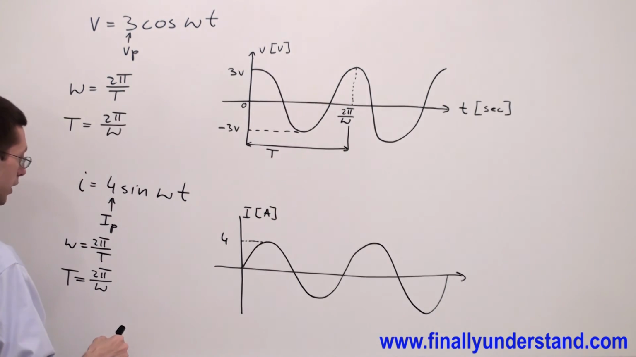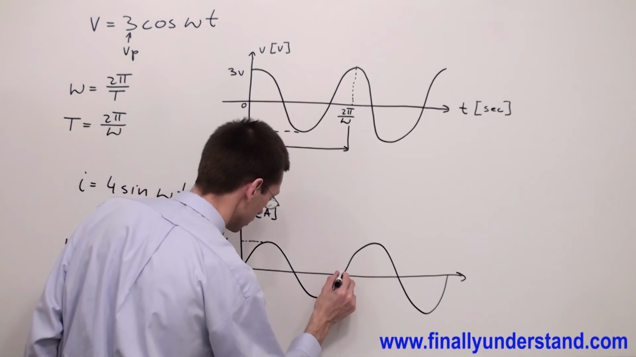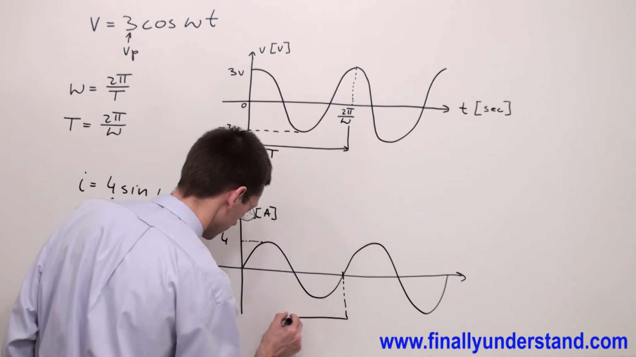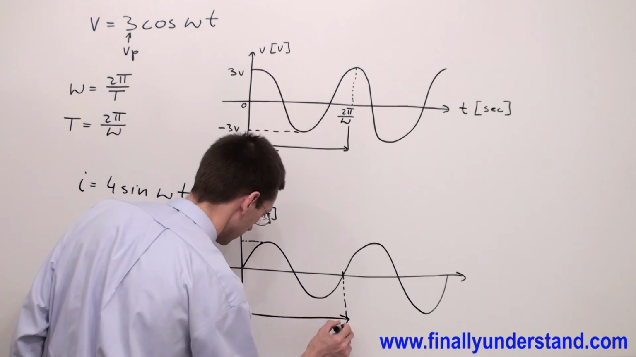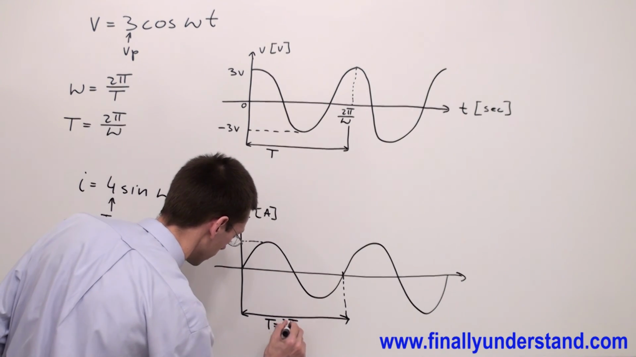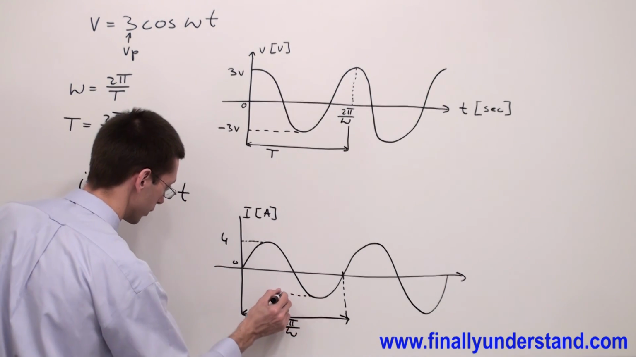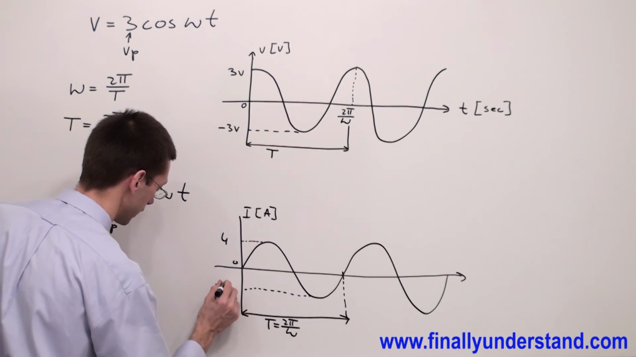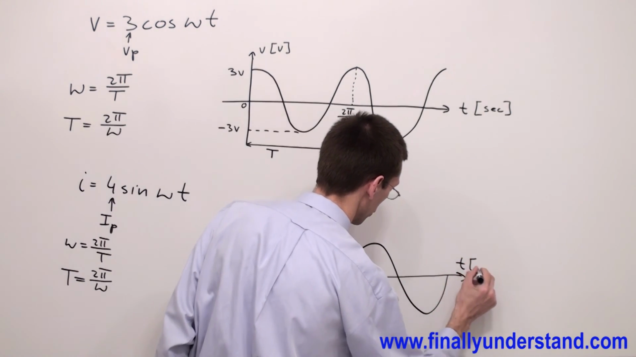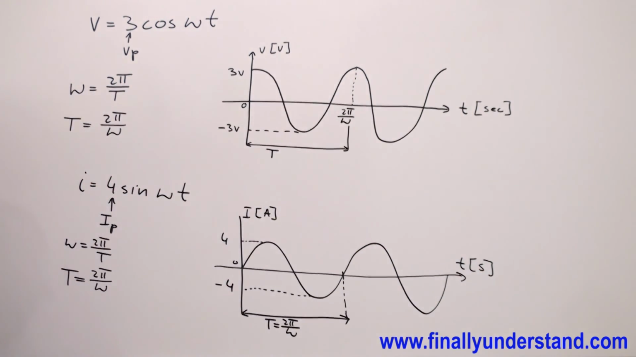This is my peak value, and my period, so over here, T equals 2 pi over omega. This is my 0. This is my negative peak, minus 4 amps. And this is my time expressed in seconds. This is the solution to the second problem.